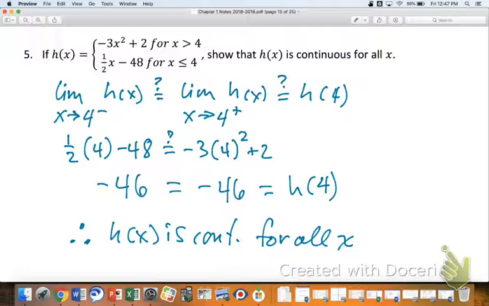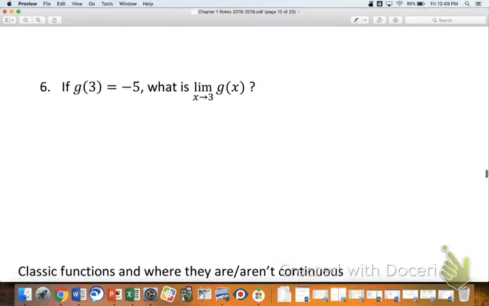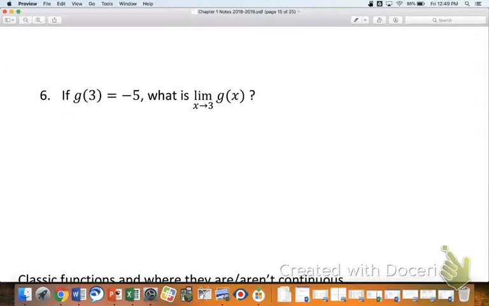Definitely. Okay, so I want to do at least one more activity here, and I'm looking forward to seeing what you guys do with number 6. This will really, hopefully, tie some good things together here for you. So please do look at number 6. It says, if g of 3 equals -5, what is the limit as x approaches 3 of g of x? Ready, go.